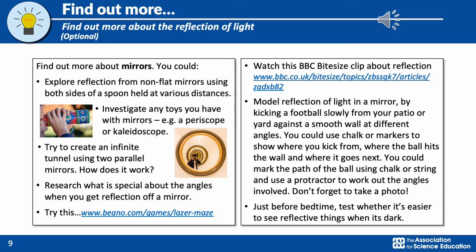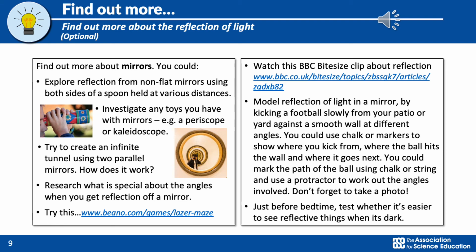and then you'll sort the objects into the according boxes once you have done your investigation. Here, this is just an extension of the work that you could do in regards to the reflection of light, and this work is about the reflection of light and mirrors. So you can explore reflection from non-flat mirrors using both sides of a spoon held at various distances. So you could have a look at whether a curved edge of a spoon makes a big difference to the reflection of the object there.